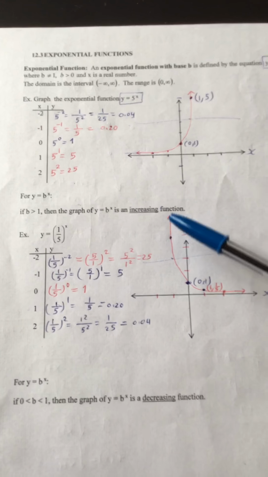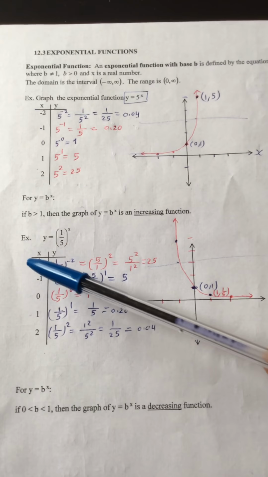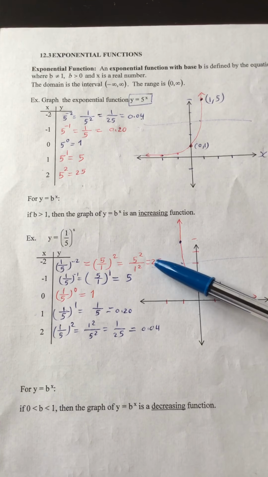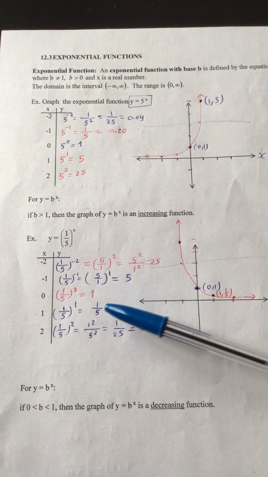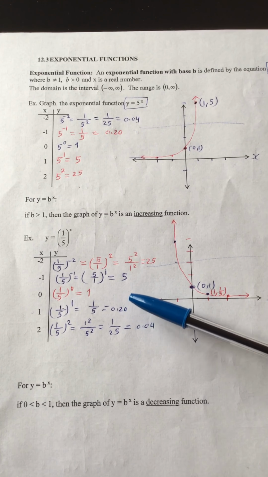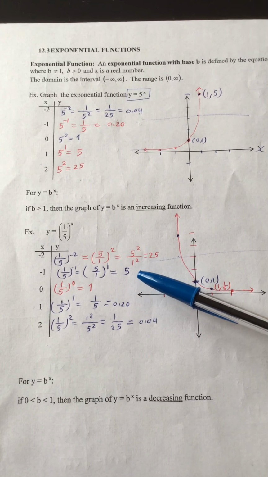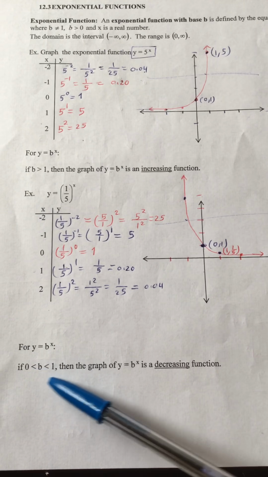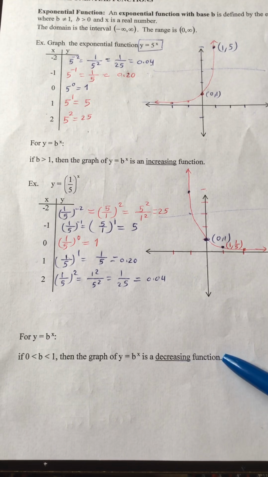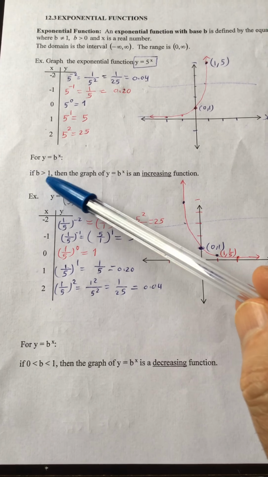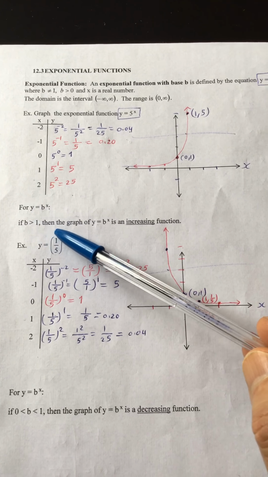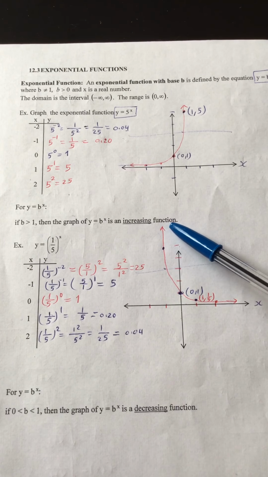The function is decreasing. Why? Here, when x increases, y decreases. So 25 becomes 5, then 1, then 1/5, and so on. So if b is between 0 and 1, the graph y equals b to the power x is a decreasing function. While if b is greater than 1, as in the first example where b equals 5, the graph is an increasing function.